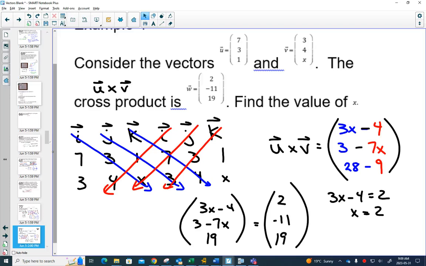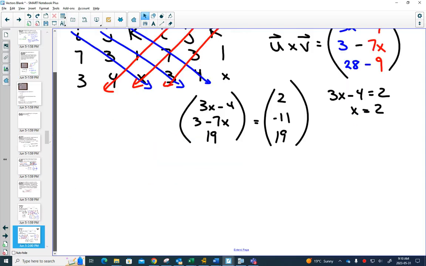Our knowledge of the cross product says that the vector W is perpendicular to both U and perpendicular to V. The dot product tells us that if two things are perpendicular, the dot product is always 0, because the dot product has cos of the angle, and cos of 90 degrees is 0. So we're going to do the same question.